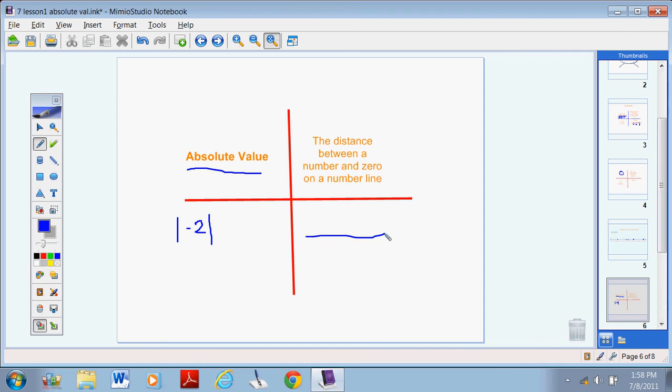So how will we be able to find the absolute value? I don't like this line, it's a little crooked, let's erase it. Still a nice line. So here we go. Here we have 0. Here's negative 2. Here's 1, and here's positive 2. Negative 2 and positive 2 are opposites, but how many units away is negative 2 from 0? 1, 2. 2 units away. So the absolute value of negative 2 will be 2.